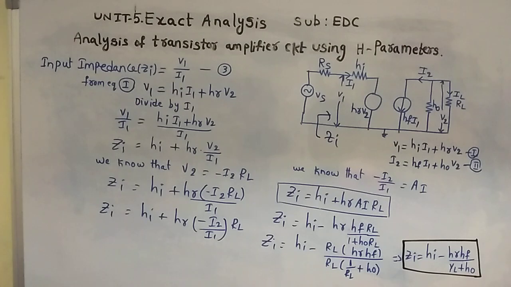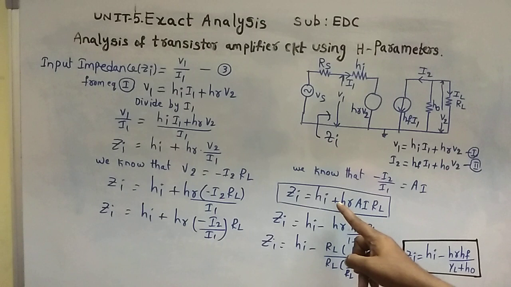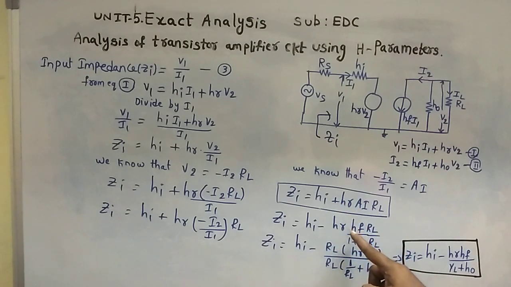Otherwise, if you don't know AI, then Zi is equal to Hi minus HR. Why? Because I am substituting AI. AI is equal to minus HF by 1 plus HO into RL. Current gain is equal to minus HF by 1 plus HO into RL. Minus into plus becoming minus, that is why minus HR HF RL by 1 plus HO into RL.